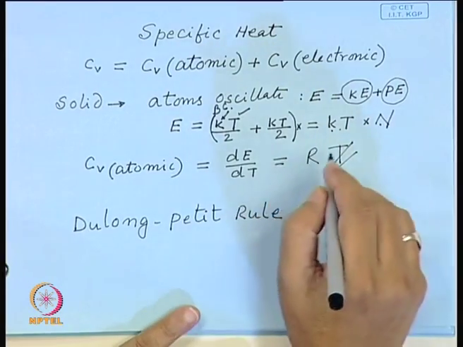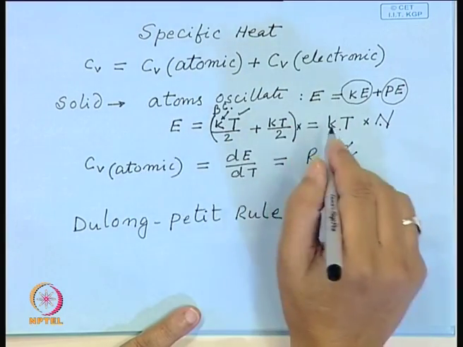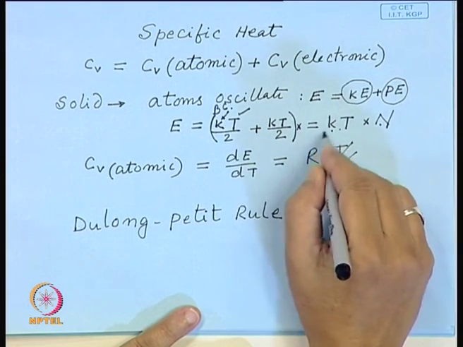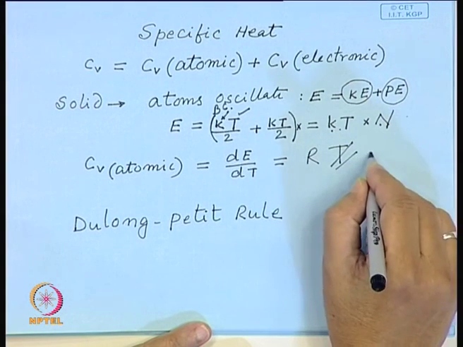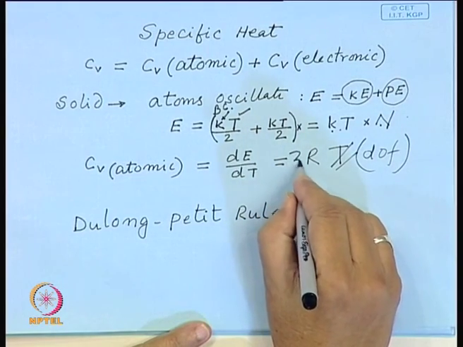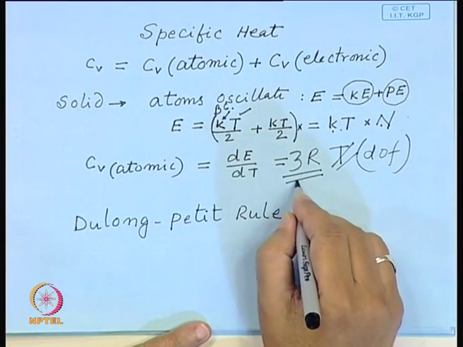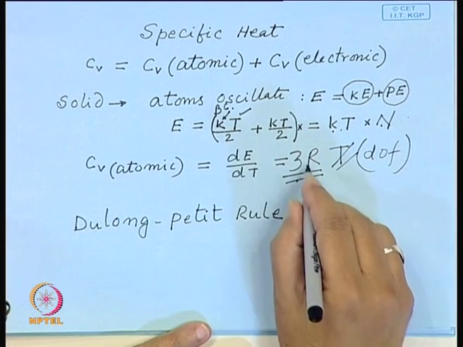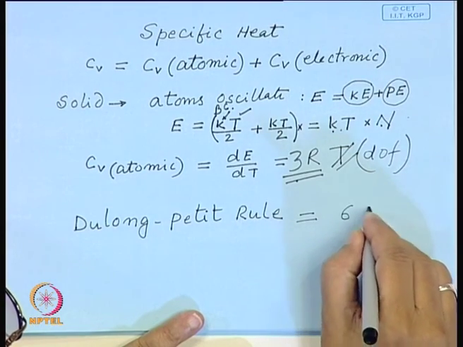Now, the point is, these atoms can oscillate in three directions. So, it has 3 degrees of freedom. Therefore, this is to be multiplied by the degrees of freedom, which is 3. In that case, the atomic specific heat comes as 3R, and we know very well that most metals have a specific heat of around 6 calories.